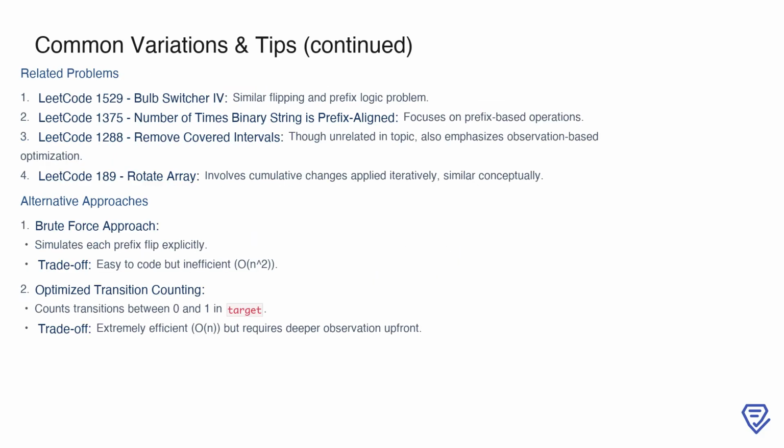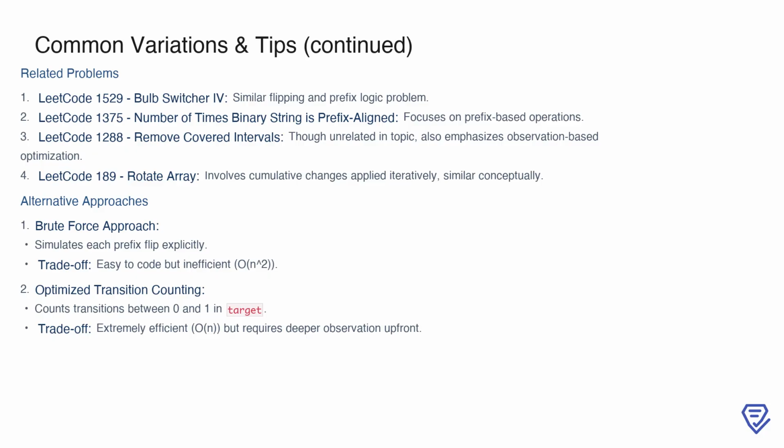Now let's look at related problems and alternative approaches that can help reinforce the concepts in Bulb Switcher 4. One closely related problem is LeetCode 1375, Number of Times Binary String Is Prefix-Aligned. This problem also focuses on operations involving prefixes, making it a great practice for similar logic.